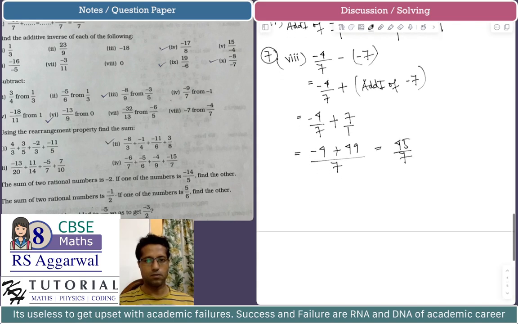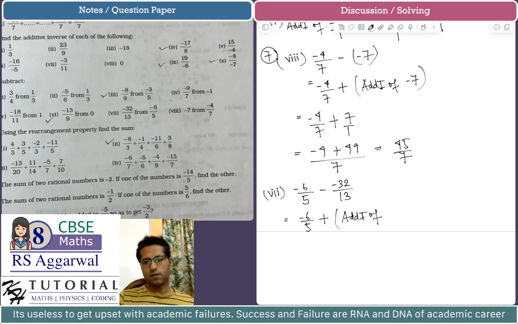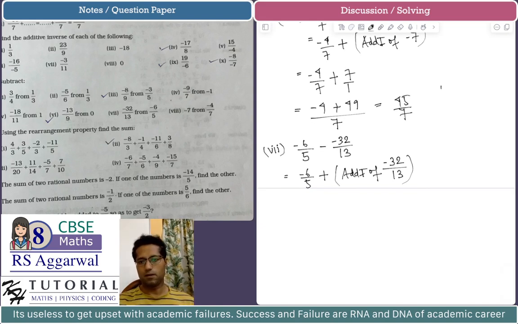Let's say, how about 7? We have to subtract minus 32 by 13 from minus 6 by 5. Okay, so this will be minus 6 by 5 plus the additive inverse of minus 32 by 13. So this is the concept of subtracting two rational numbers. I am writing it again.